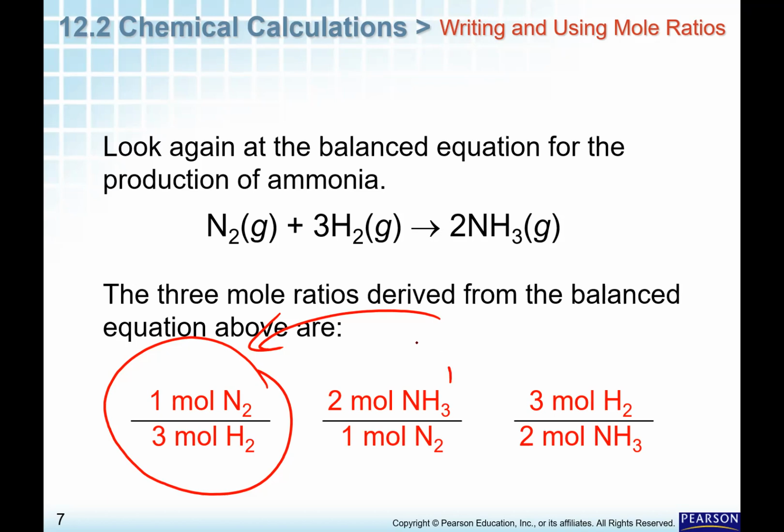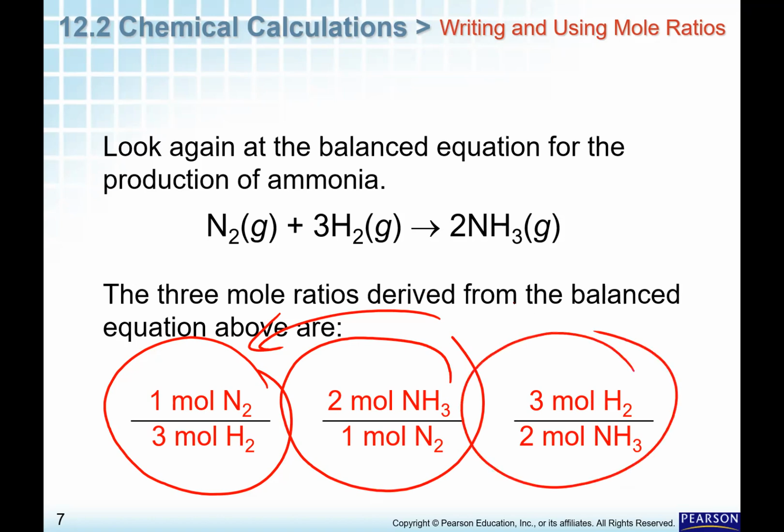And the same thing over here between ammonia and nitrogen: for each 1 mole of nitrogen, you will produce 2 moles of ammonia. And in this conversion factor over here, for each 3 moles of hydrogen, you will produce 2 moles of ammonia. All these 3 conversion factors were derived from the mole ratios, which is 1 to 3 to 2, as per the balanced chemical equation. This is very important: make sure that your chemical equation is balanced before you start deriving any conversion factors.